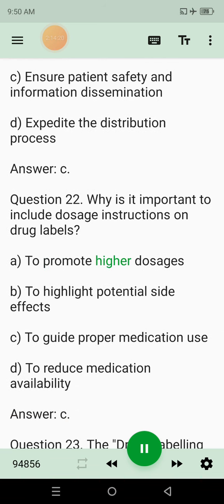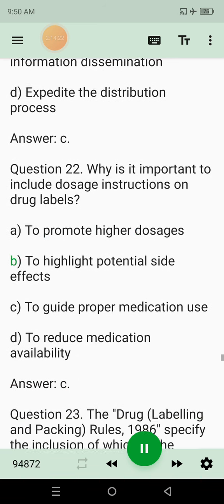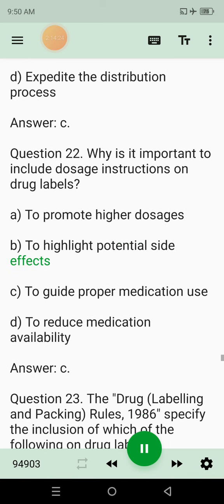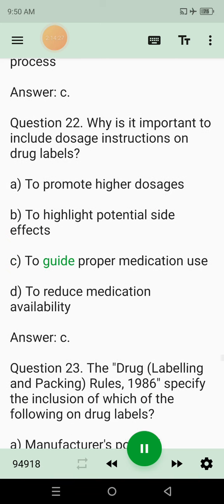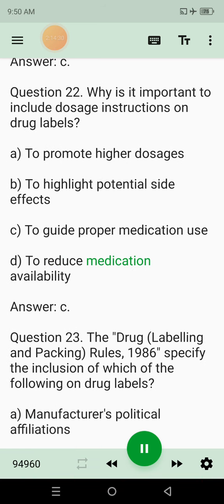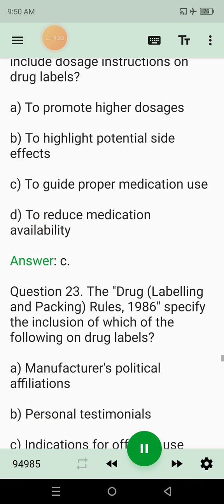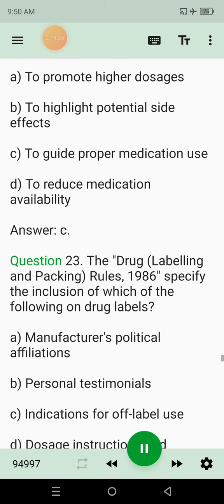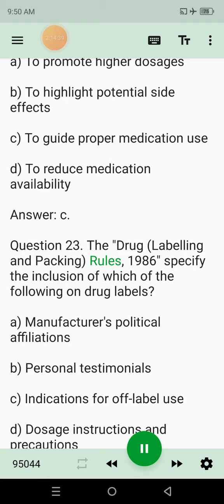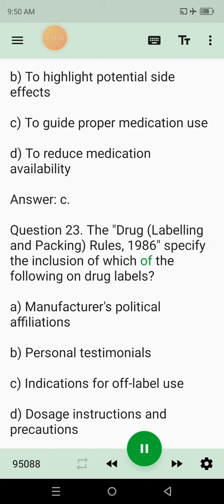Question 22. Why is it important to include dosage instructions on drug labels? A. To promote higher dosages. B. To highlight potential side effects. C. To guide proper medication use. D. To reduce medication availability. Answer. C.